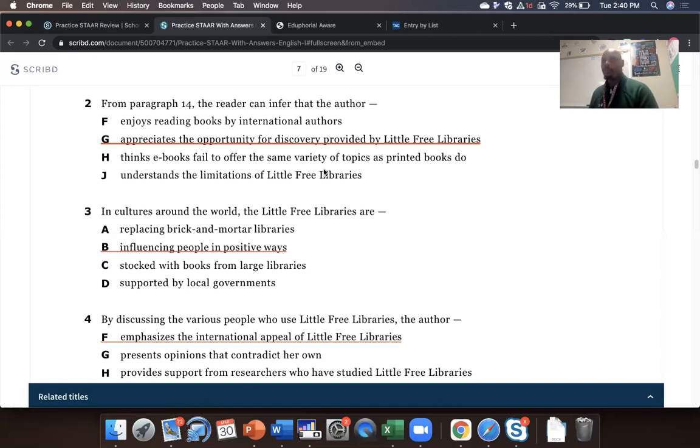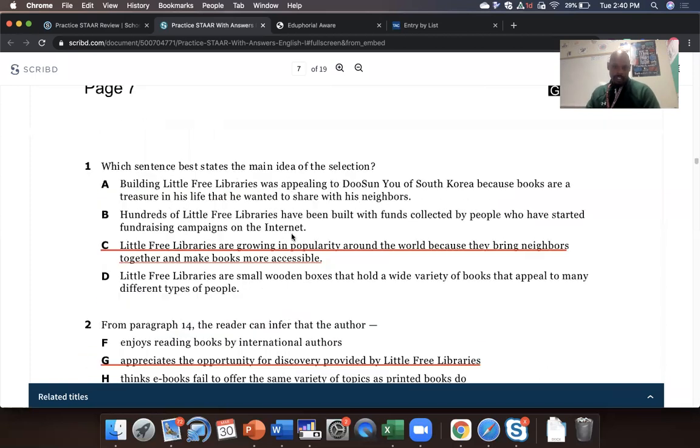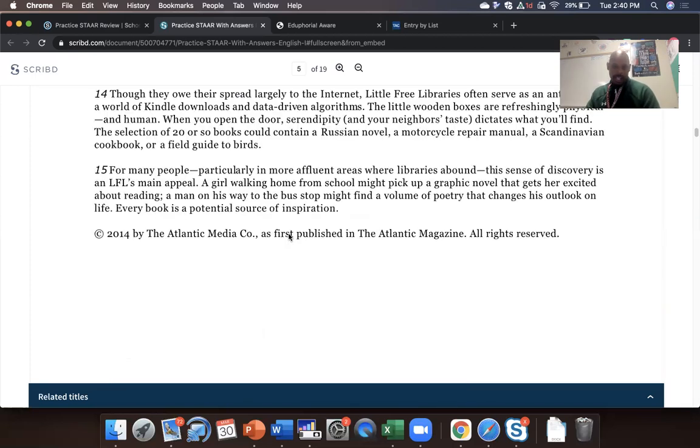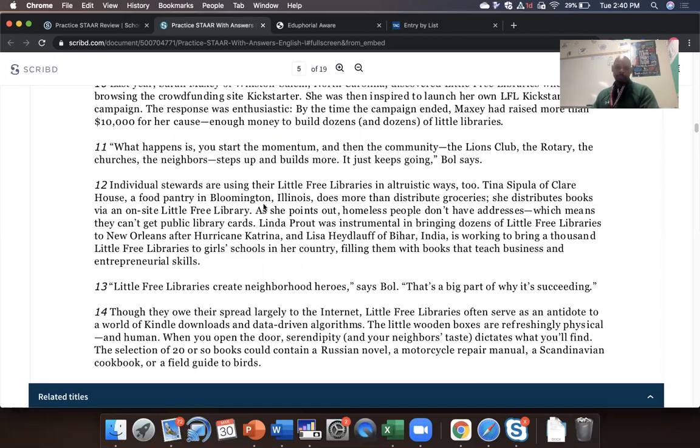Does that make sense? These passages are constructed the same way. If you go back and look at any paragraph, we can actually do that just to give you an idea. Let's look at paragraph 12. Individual stewards are using their little free libraries in altruistic ways too. So without reading anything else, what can we expect to see in the remainder of the paragraph?